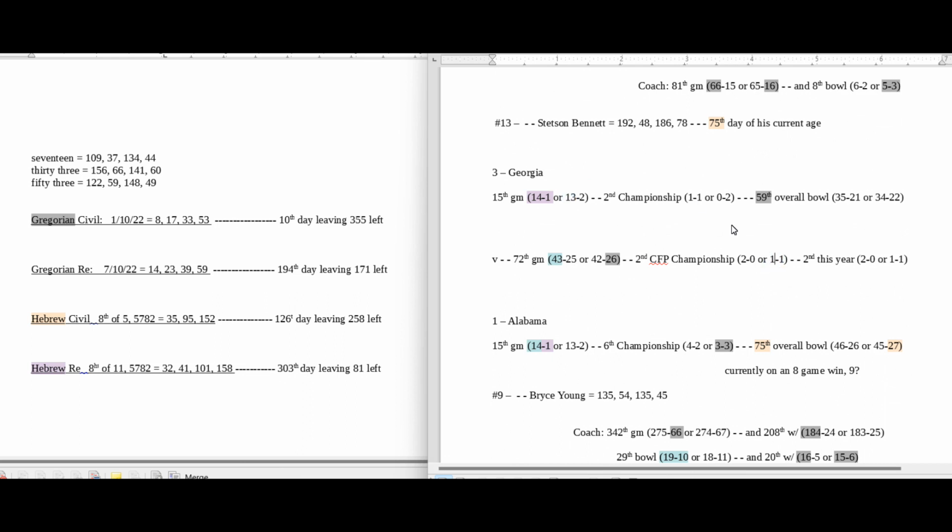But this could be a revenge game too. Georgia could sit on 1 loss for the season as they even the score 1-1 head-to-head against Alabama, not only in the championship game, but for this year, as well as for themselves in the championship game.